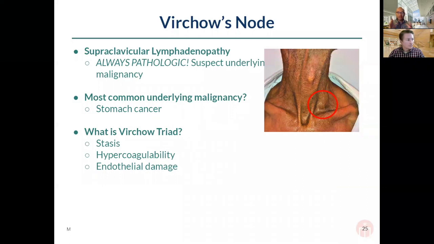Y'all are absolutely crushing it in the chat. Stomach cancer is a common culprit. And Virchow was a prolific individual, so he has all sorts of things named after him. Virchow's triad is stasis, hypercoagulability, and endothelial damage, right? In the chat, you can just throw out some hypercoagulable states.